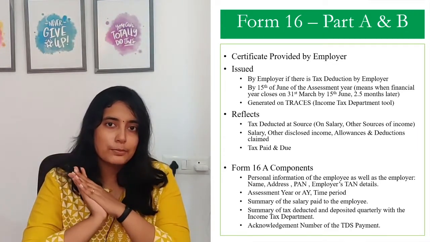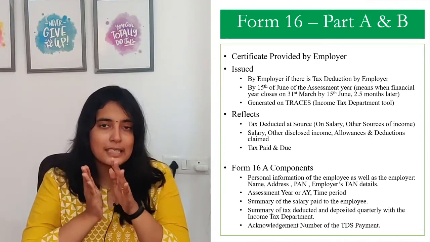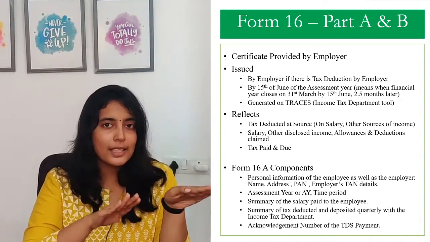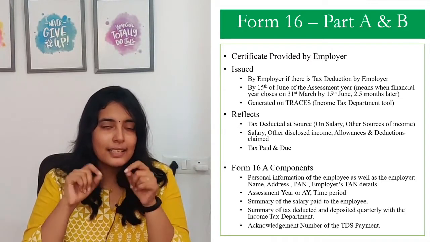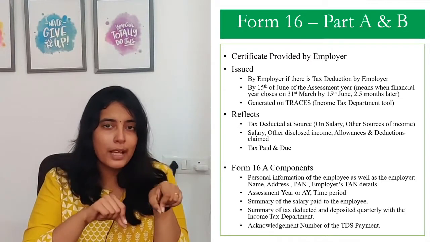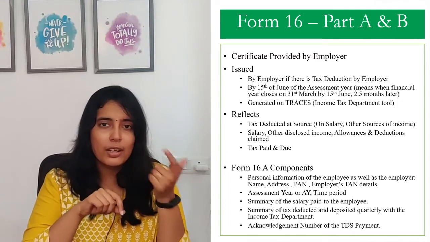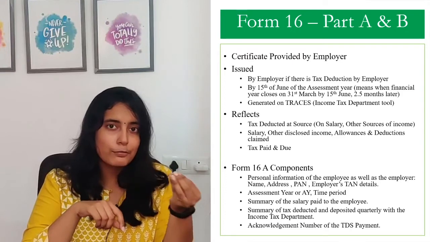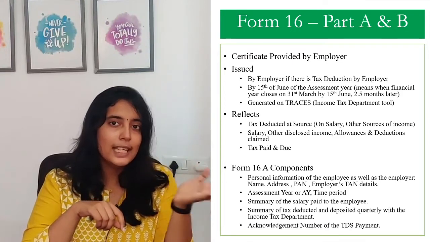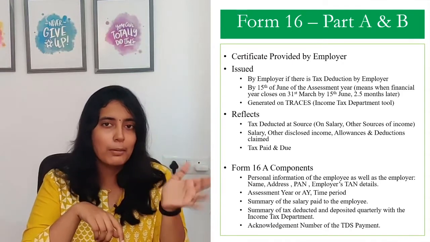Okay, now what does this Form 16 contain? Form 16 is divided into two parts, Part A and Part B. Part A contains details about the tax that is deposited by the company on your behalf. It will contain your name, your address, the company's name, address, PAN numbers, then the challan numbers of the tax that is deposited, the date on which these transactions are done, etc.